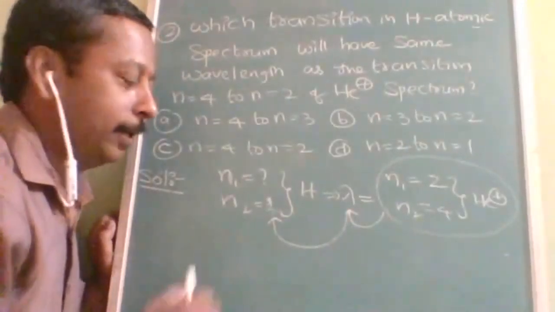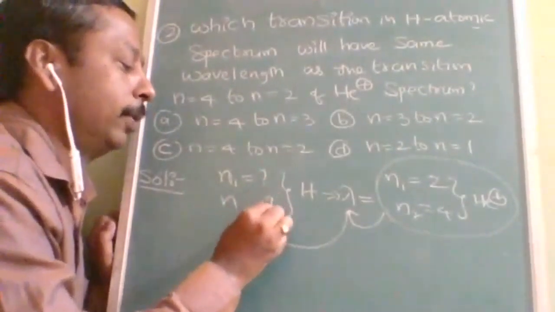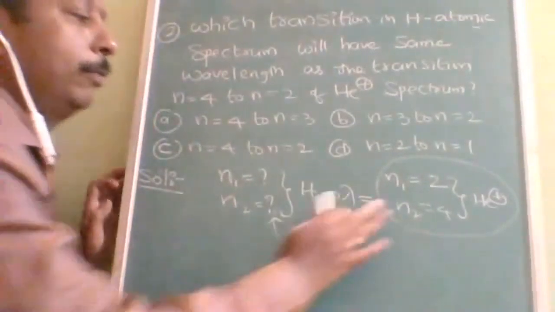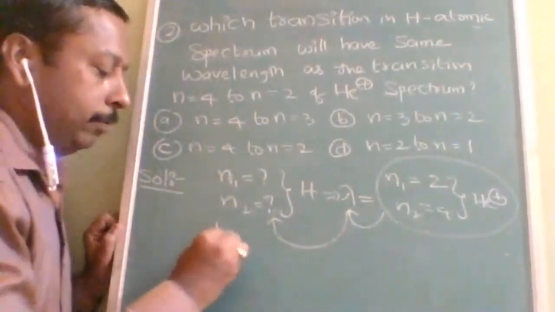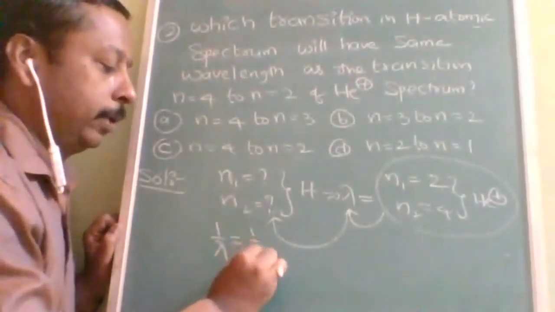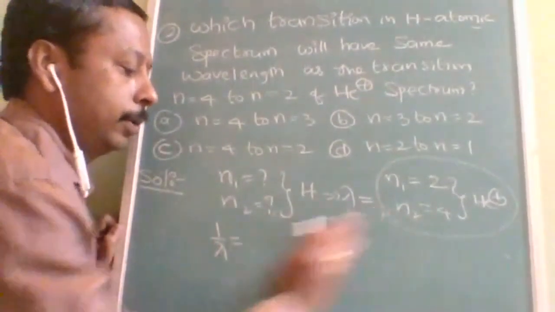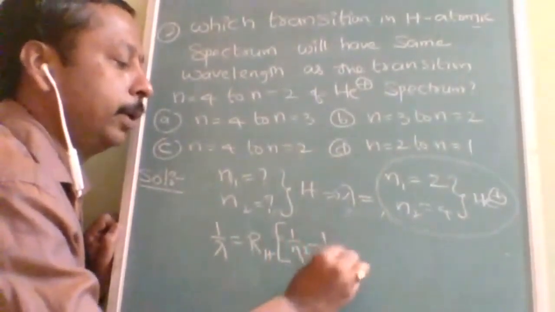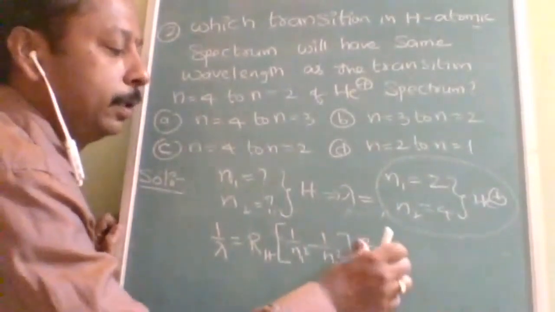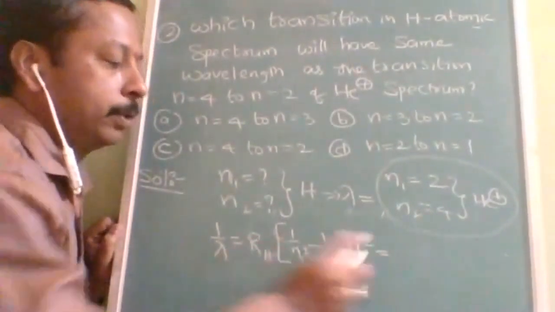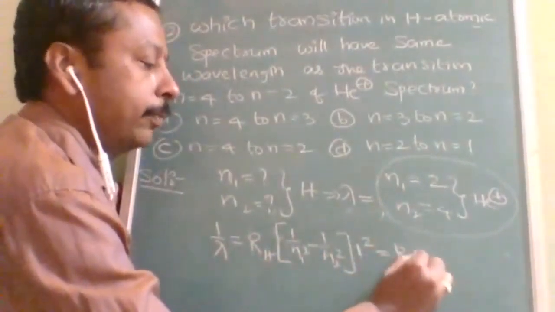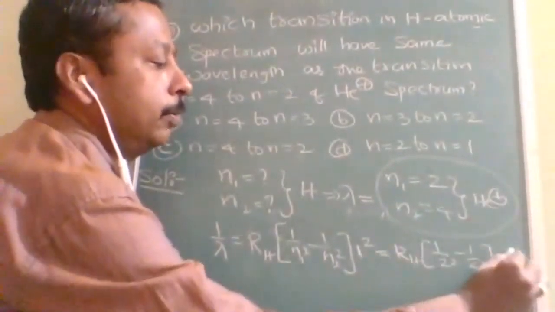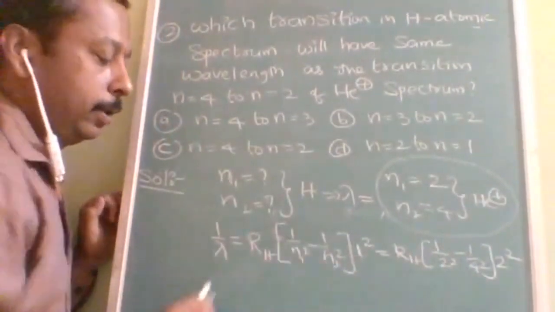If you are done, you are really a genius, unless you have done it earlier. Okay. Done. Let's see. So whatever is given, I will write it here. 1 upon lambda is equal to RH into 1 upon n1 square minus 1 upon n2 square into Z square. Here Z is equal to 1. So this must be the same here also. RH of 1 upon 2 square minus 1 upon 4 square into how much square? 2 square. So this is given, this n1 and n2 you have to find.